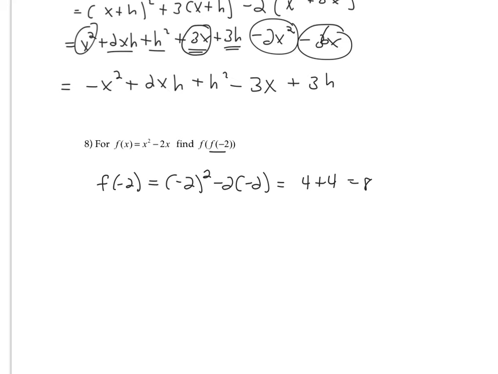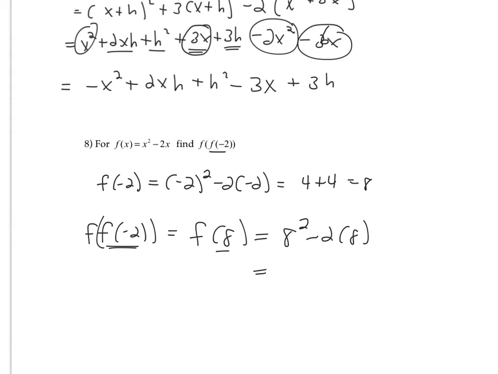Okay, so f of f of negative 2 now becomes f of 8, because we evaluated f of negative 2, and our output was 8. So now we're going to go back to our function f of x, and this time we're plugging in 8 everywhere we see x. So we're going to do 8 squared minus 2 times 8. So you get 64 minus 16, which gives us 48.